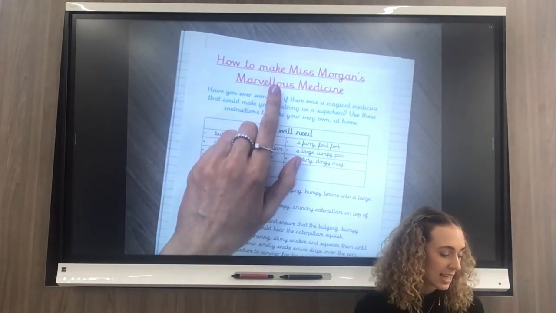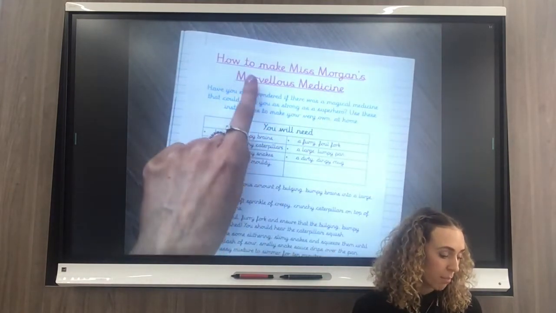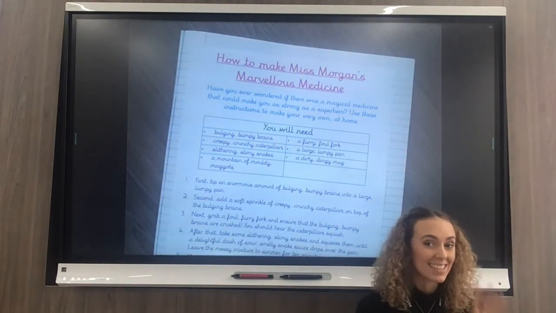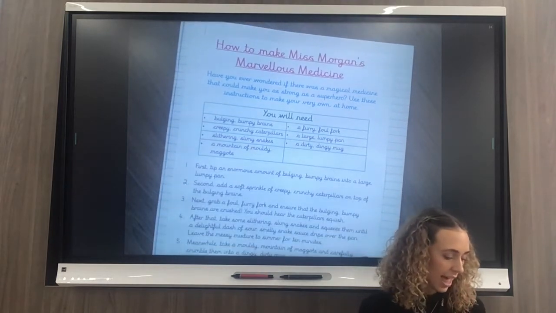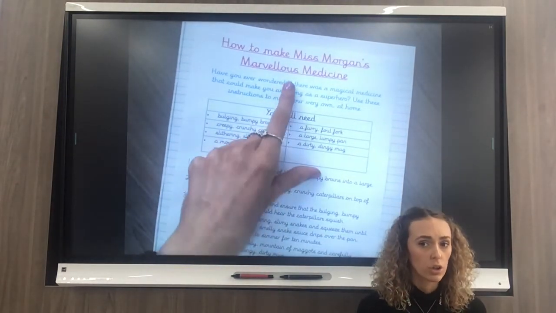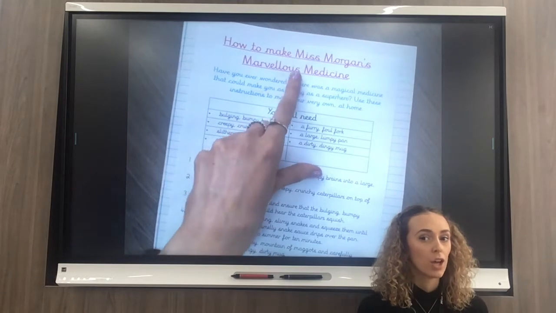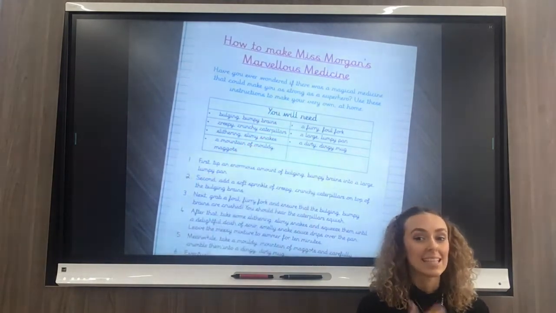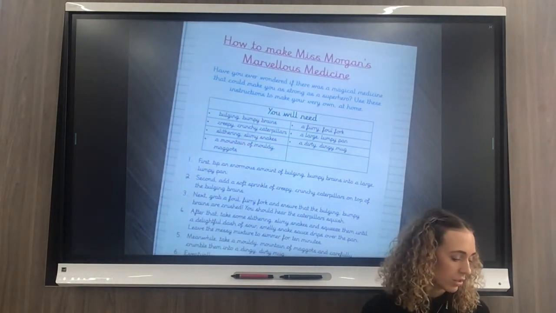And my title is How to Make Miss Morgan's Marvellous Medicine. And it stands out, doesn't it? Okay, and I've got a bit of a question underneath. Can anybody remember what this is called? It's an introduction to the instructions.